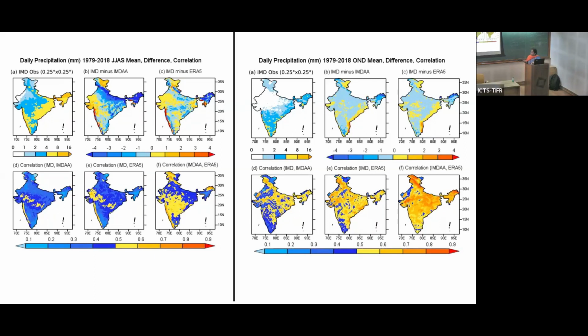So this is the daily precipitation. Here we are showing up to 2018, because initially IMDAA was planned up to 2018. This first one is the IMD observation. Even though we have run a very high resolution regional reanalysis, we don't have a high resolution data set to verify it, because the precipitation data set we have, the IMD gridded data set, is of 25 kilometer resolution.